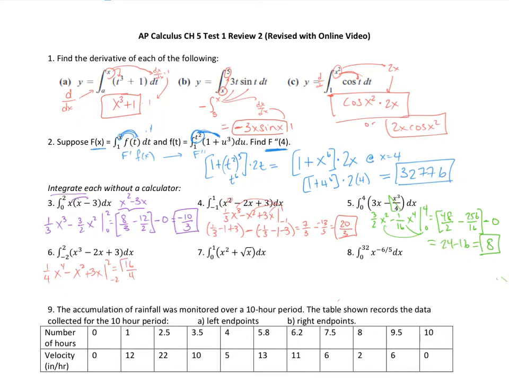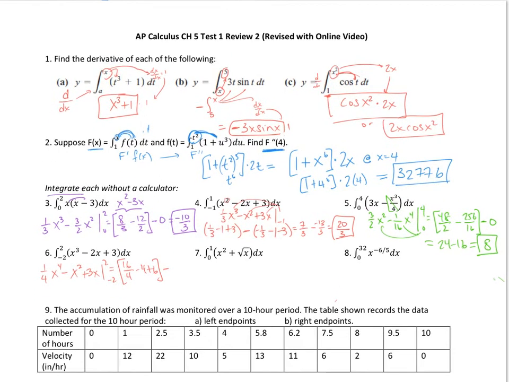Plug in the 2. You get 16/4 minus 4 plus 6 minus the 16/4 again, minus 4 minus 6, so this ends up being 6 minus the -6, which comes out to be 12.